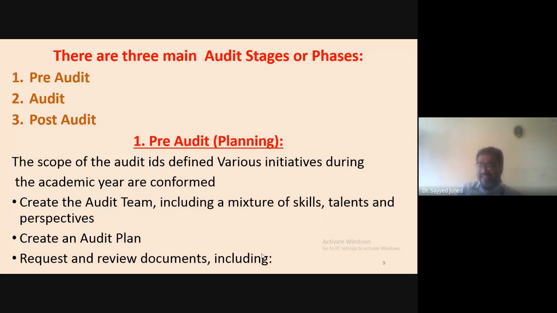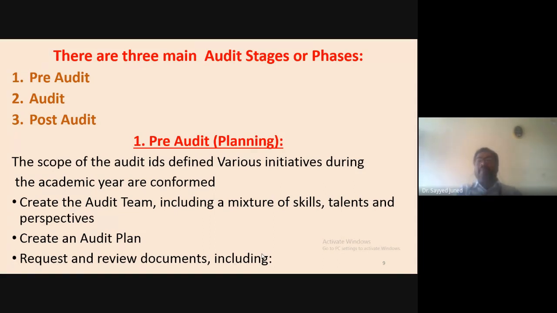Green audit is divided into 2 types: one is internal and the other is external. Internal is audited at the college level, external is audited by external agencies, like private, government, or agencies affiliated with the government. For these agencies, this means external audit, they are identified in 3 phases: pre-audit, audit, and post-audit.